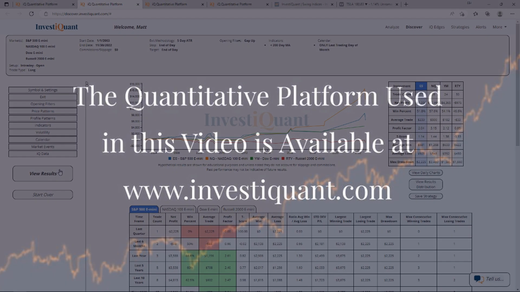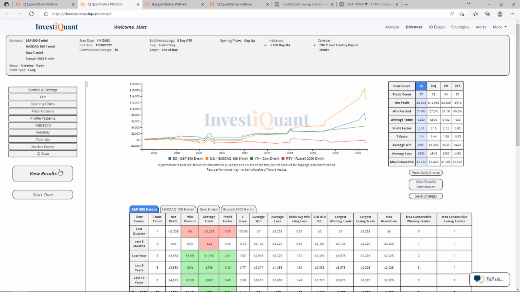And here we go. These are the results based upon entering the market long at 9:30 a.m. Eastern Time, exiting at 4:15 p.m. Eastern Time when you are gapping up on the last trading day of the month and the prior session closed below a 200-day simple moving average. Historically, we have 27 samples in the ES, which is the S&P 500 futures. We've got 26 here in the NASDAQ. We've got 24 in the Dow, 30 in the Russell.